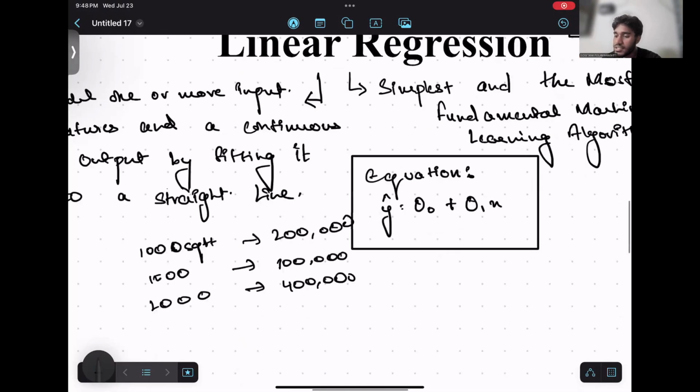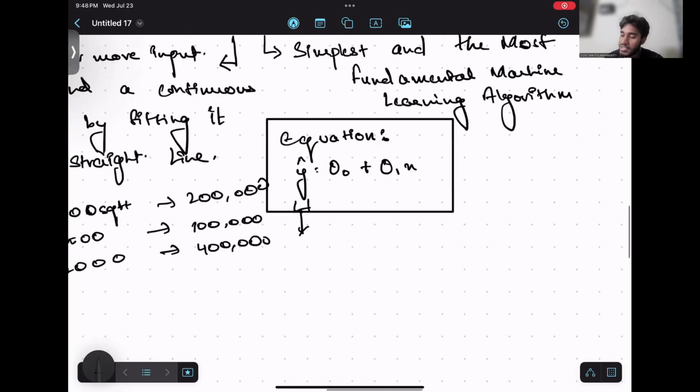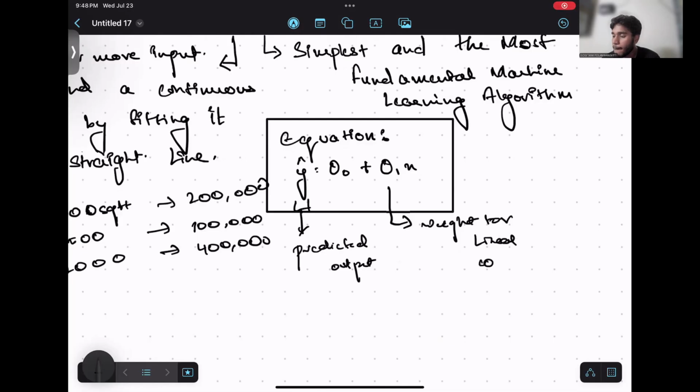So, the equation of linear regression is this. This y hat is called the predicted output, and this θ1 is called the weight, which we use for the linear combination of the inputs. And this x represents the feature which we take in as input. And θ0 represents the bias.